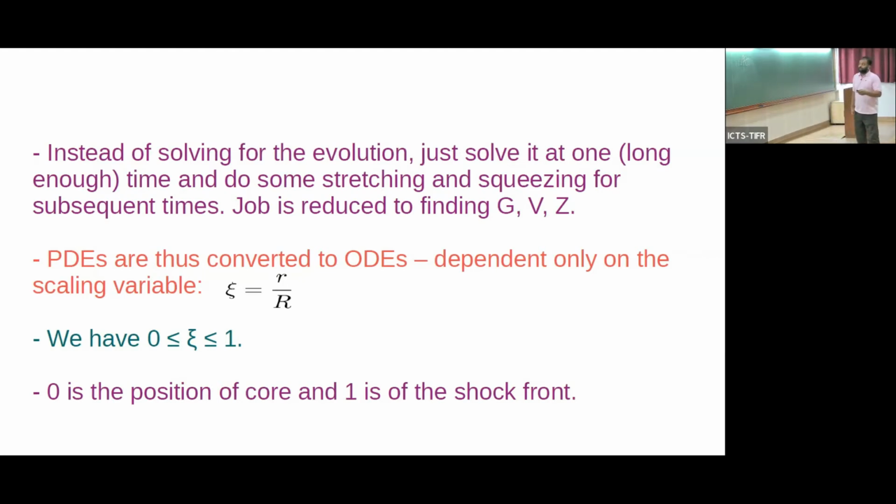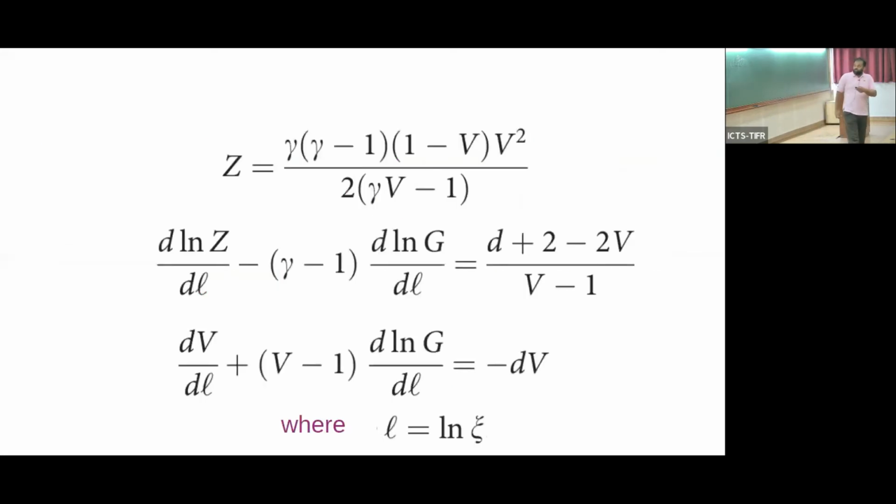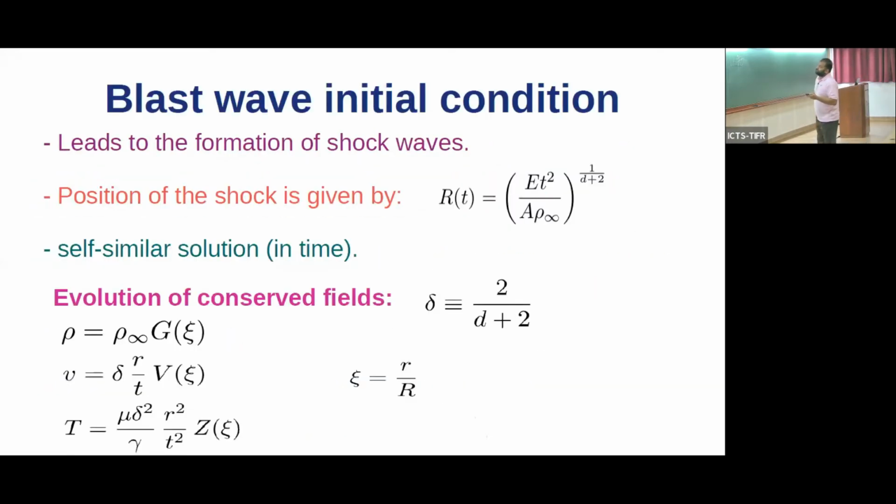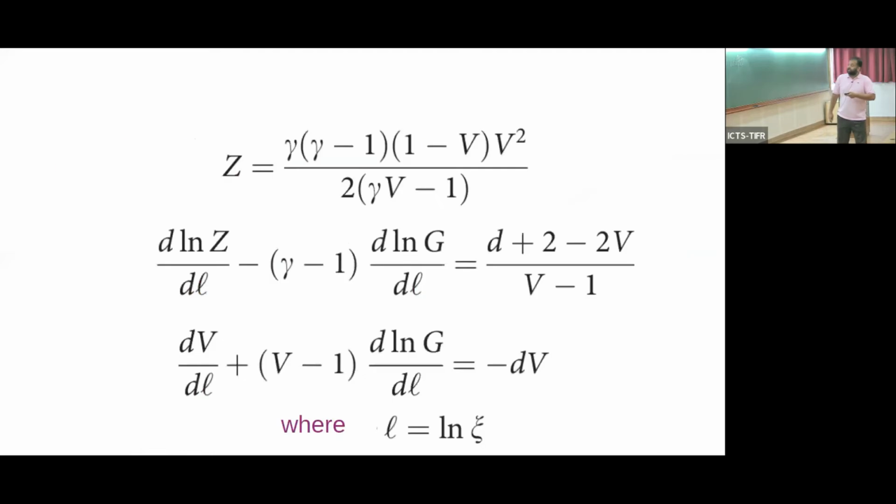The ODEs here are not dependent on X or T separately, but only on the scaling parameter zeta, which is r by R. Zeta value 0 corresponds to the position of the core of the blast, and 1 corresponds to the position of the shock front. So this is how we finally convert the PDEs to ODEs. The three Euler equations, by substituting the scaling solutions, we reduce to 3 ODEs. So that part is solved now.